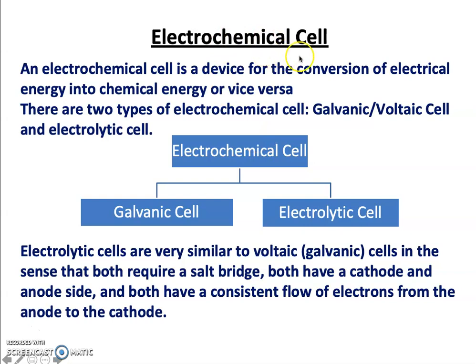So what is an electrochemical cell? It is a device where electrical energy is getting converted to chemical energy, or the opposite can take place. That means the chemical energy can get converted to electrical energy. So depending on the process flow of energy, the electrochemical cells are of two types. One is the galvanic cell, another is the electrolytic cell.